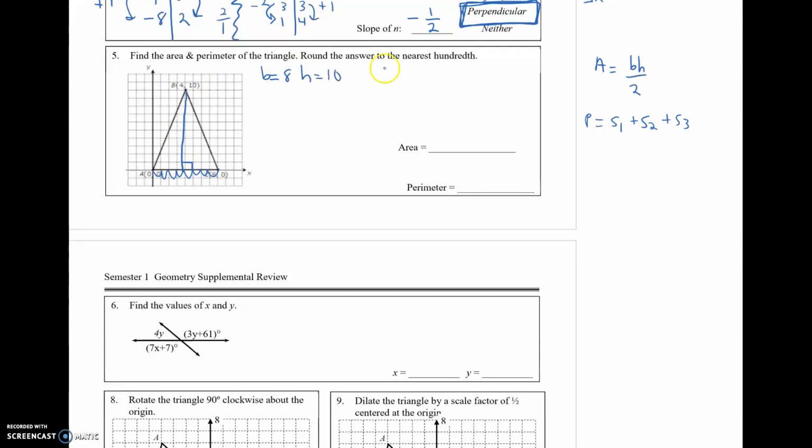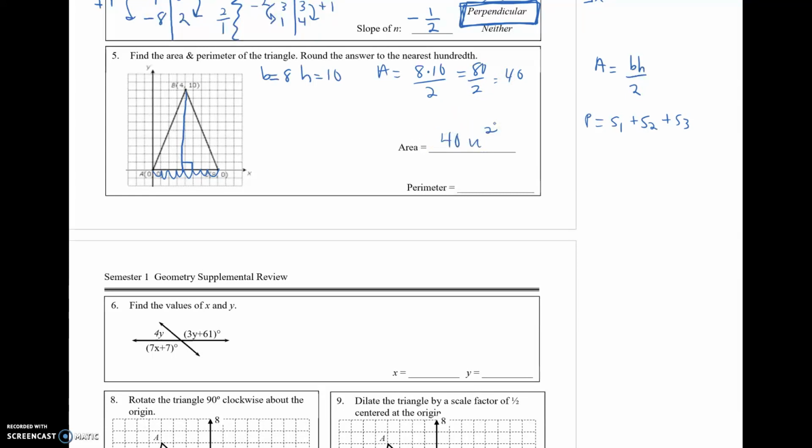So the area for this one's pretty easy. I'm just going to do base times height divided by 2. So I could get 80 over 2 is 40, or I could simplify by dividing by 2 first. But regardless, we should get 40. So the area is 40 units squared.